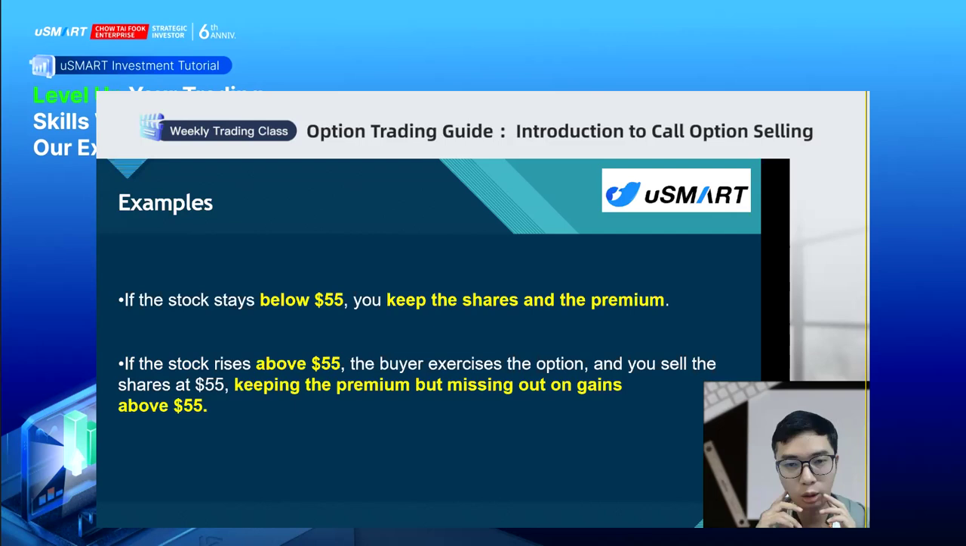So it's good for those who have a solid plan, like, I want to sell this stock at this level. So when it hits, you won't change your TP. You won't change your take profit level.